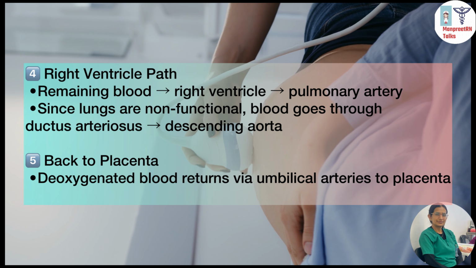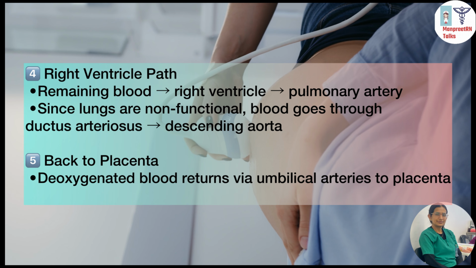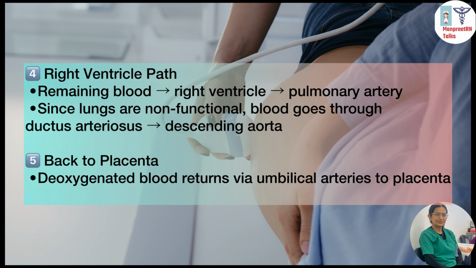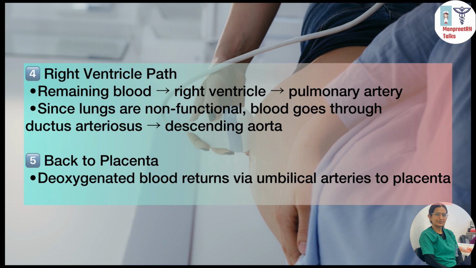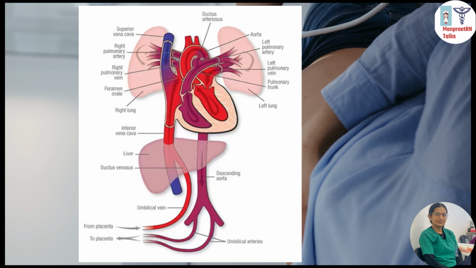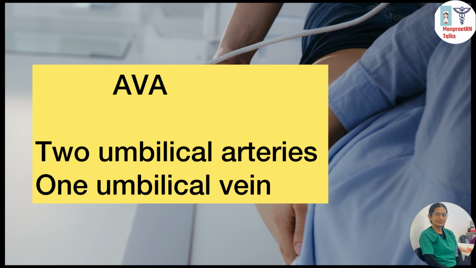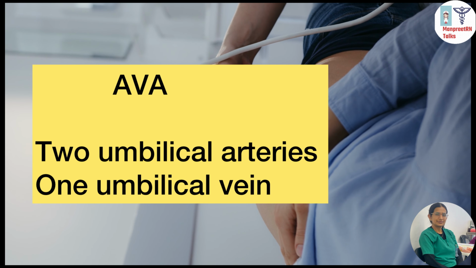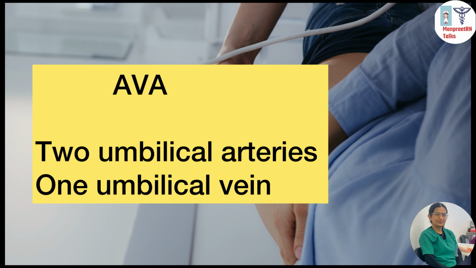After that, back to the placenta. Deoxygenated blood is returned by the umbilical arteries to the placenta. So that is the quick recall for the NCLEX point of view. But it is very important to remember AVA, AVA: two arteries and one vein in the fetal circulation.